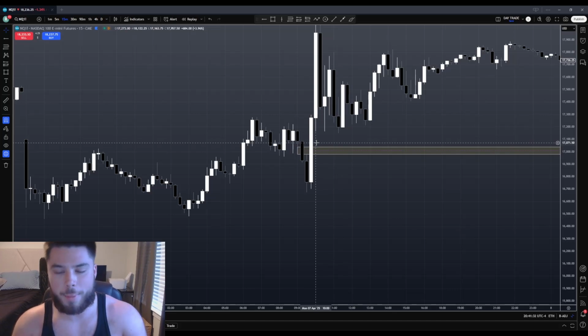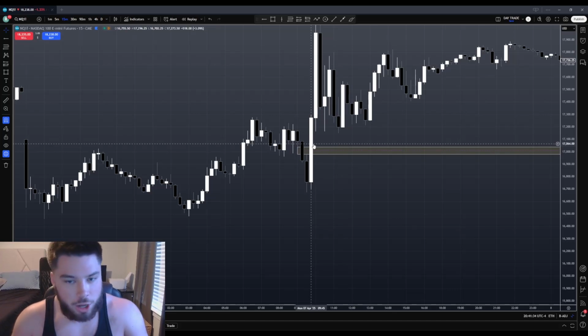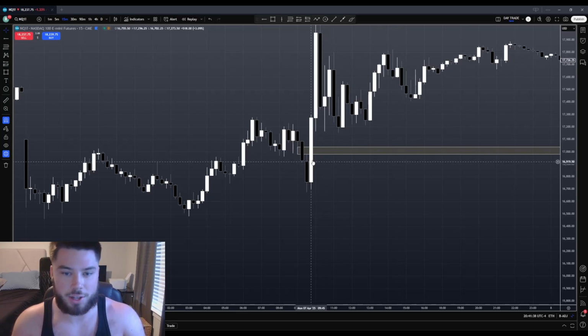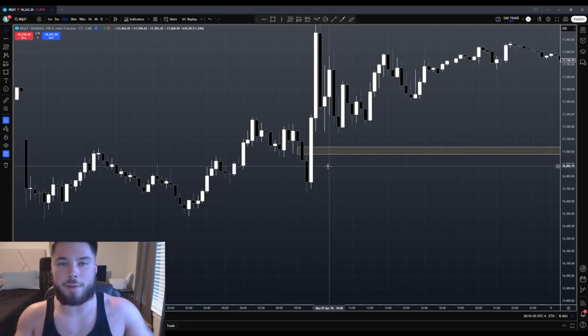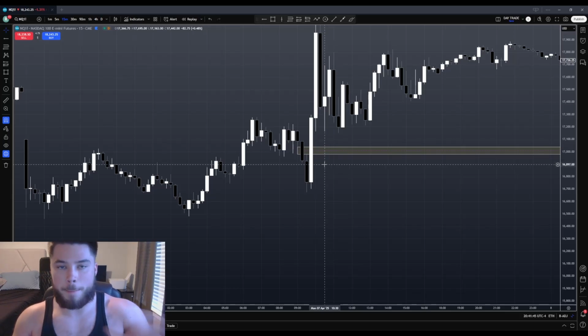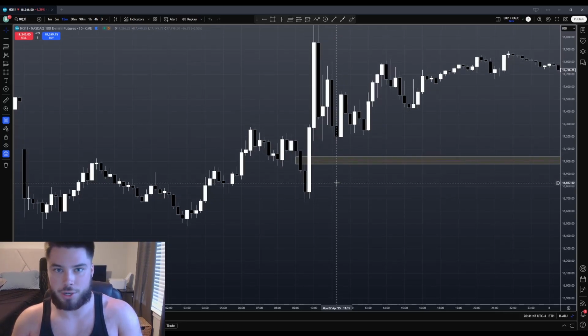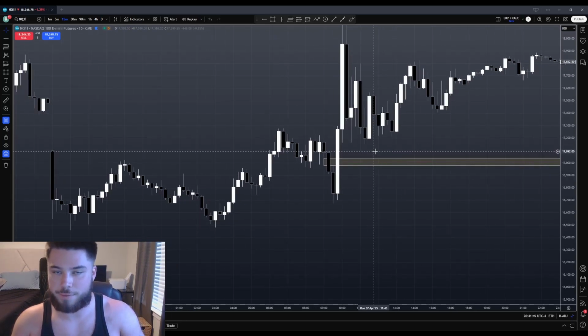Some people might say you could close a little bit above it, and then it's an inversion. And if price comes back down in here, you'd go long instead of short like you normally would. So basically, you invert it. So it was a bearish FVG. Now it is a bullish inversion. Does that make sense? So it's a bullish inversion FVG.